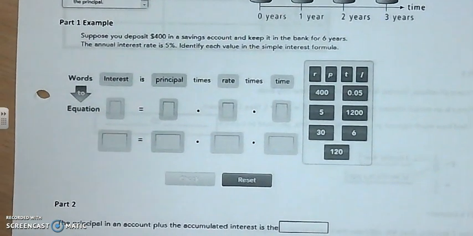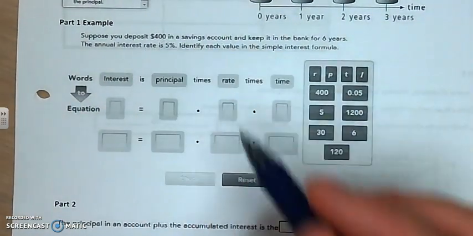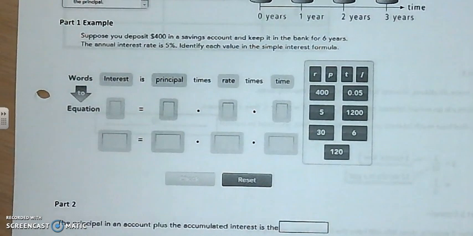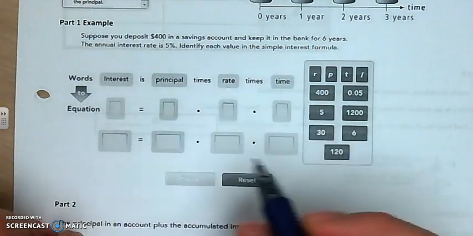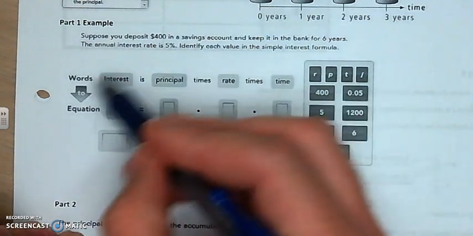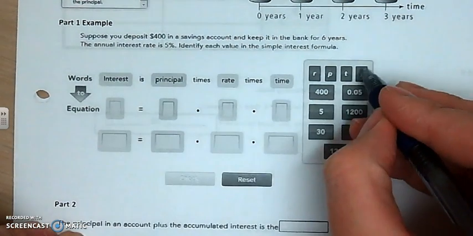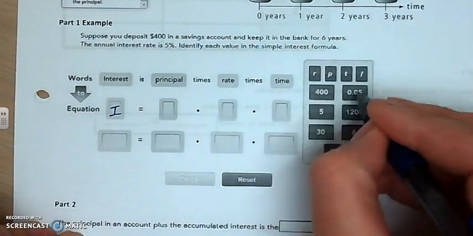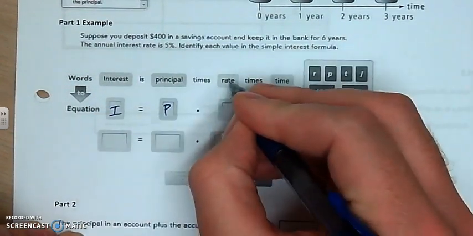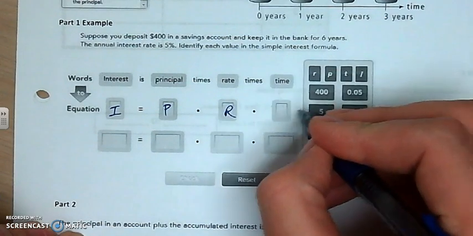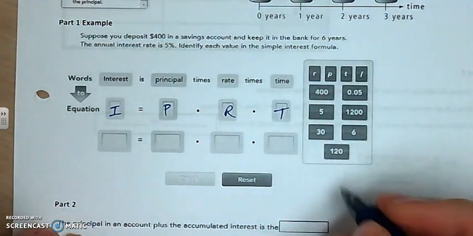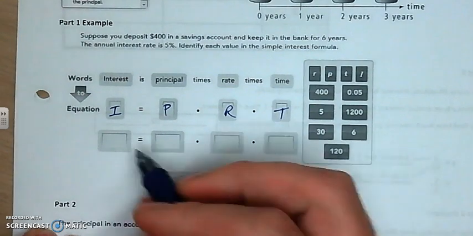So we'll move on. Suppose you deposit $400 in a savings account and keep it in the bank for 6 years. The annual interest rate is 5%. We're going to fill all of this in. So the interest, that's I. Principal is P. Rate is R. Time is T. And we're going to plug in what we know. We're going to calculate the interest.